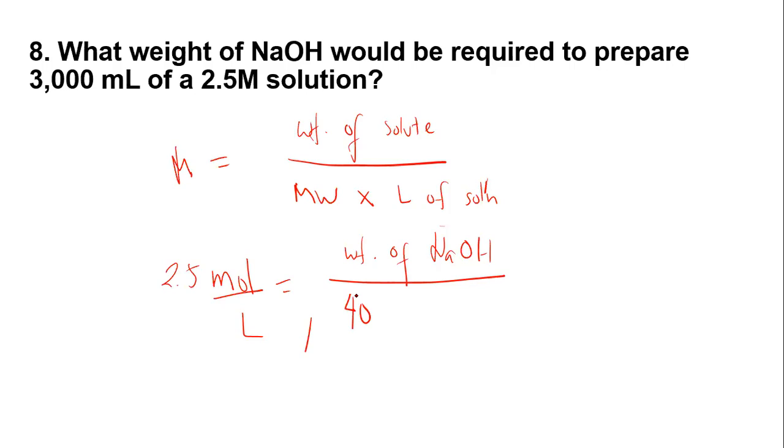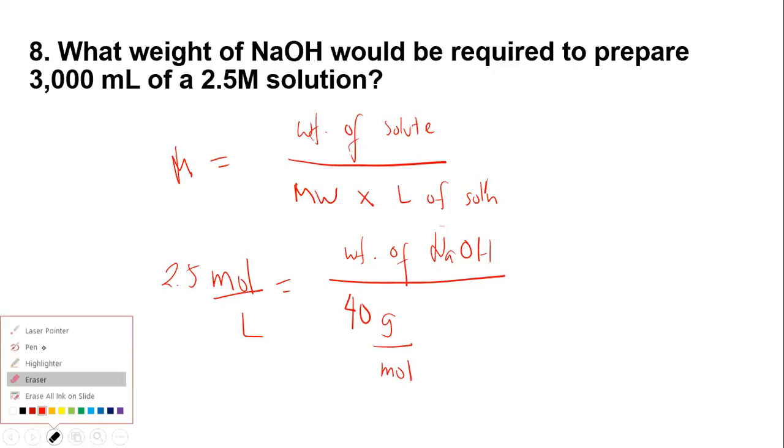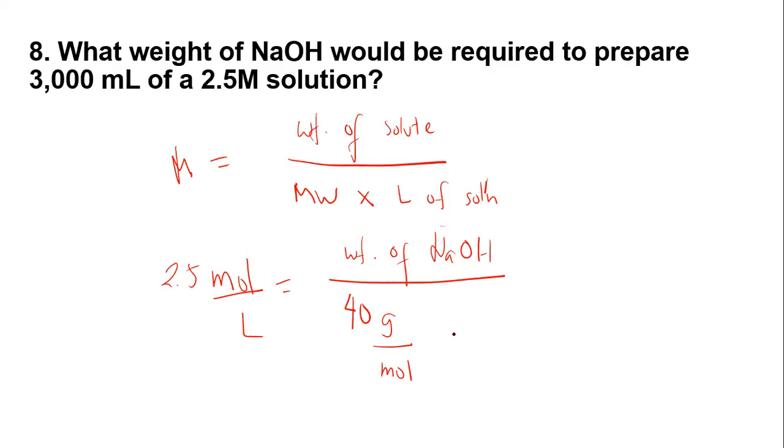Okay, it is 40. Now, the next question is, what is the unit of your molecular weight? Okay, the unit of your molecular weight is grams per mole. So don't forget to always include your units in the solution. Okay, so 40 grams per mole, that is your molecular weight, multiplied to the liters of solution.